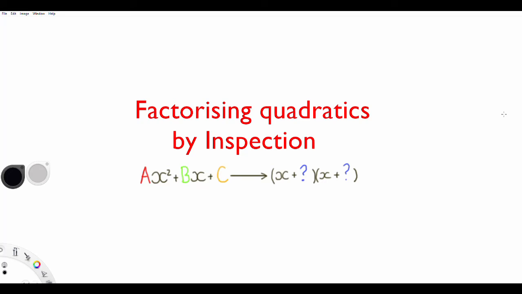Today we are factorising quadratics by inspection. So we're going to take a quadratic in the form ax squared plus bx plus c and then change it to two brackets, opposite to how we expanded the brackets previously. So let's think about what we did last time in terms of expanding brackets and then consider it in the opposite way.